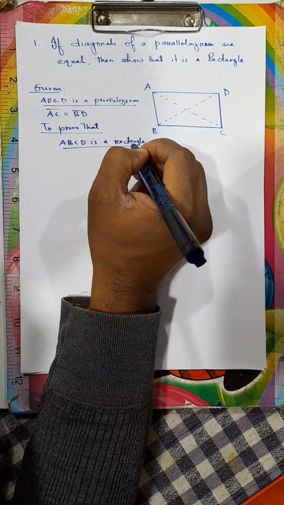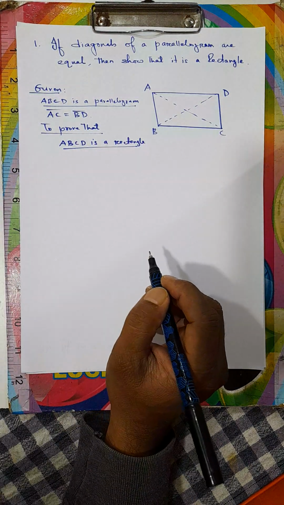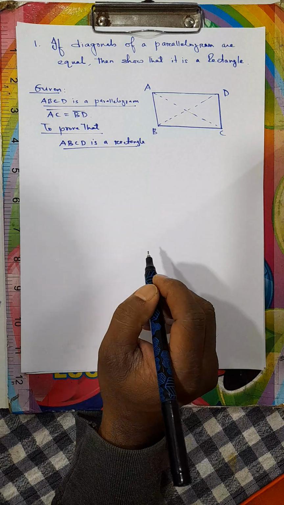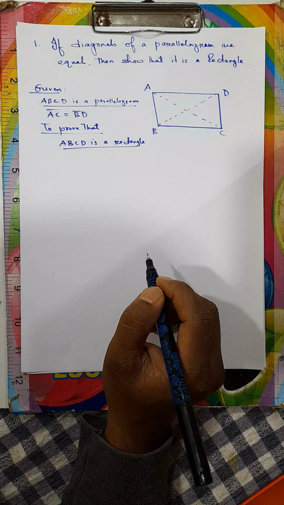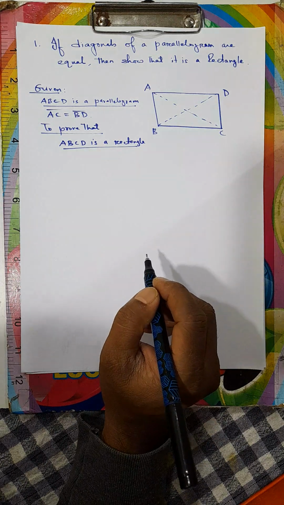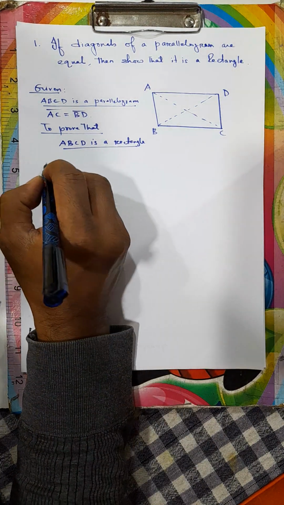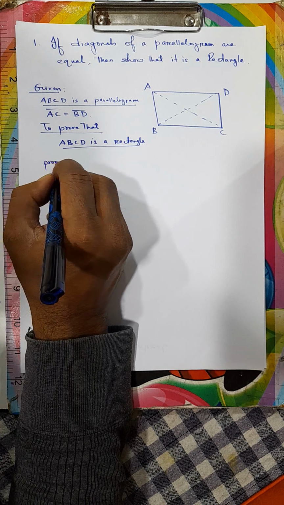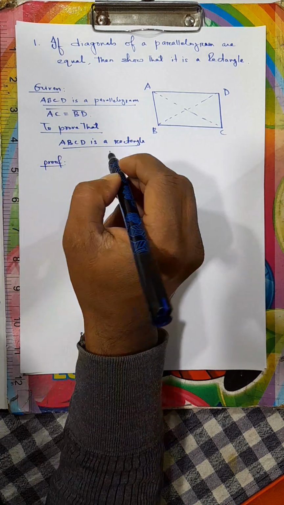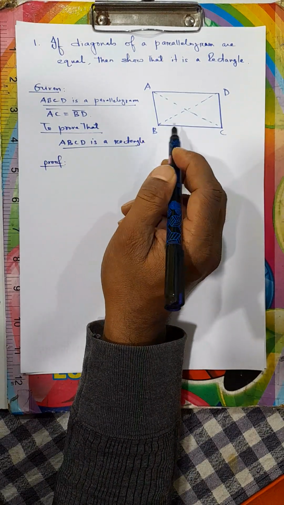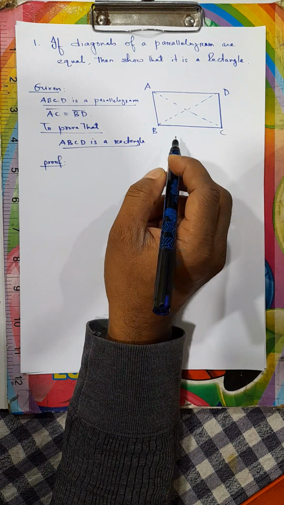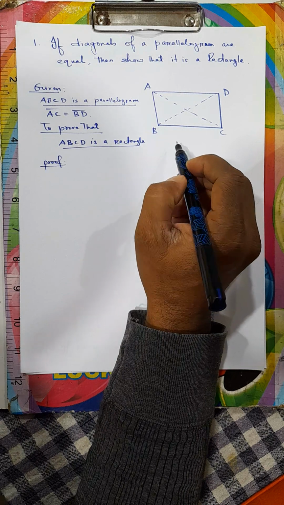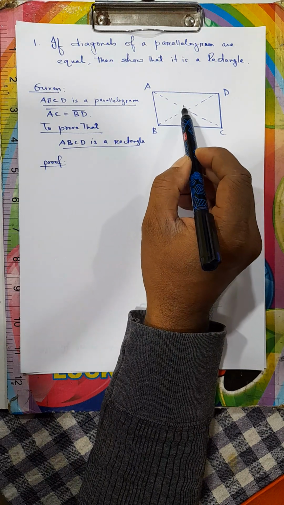Now, how will you prove ABCD is a rectangle? When can you say a parallelogram is a rectangle? If you find one angle is 90 degrees, that means it is a rectangle, right? So let us prove this. Let us try to prove this. You are given that AC equal to BD. AC and BD are equal, right? AC and BD are equal.